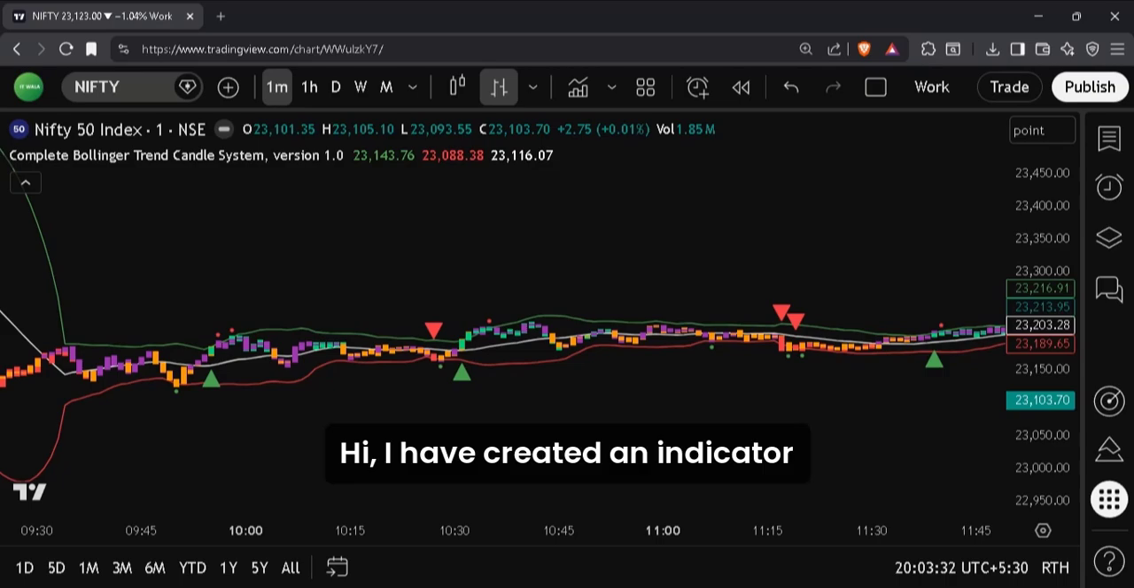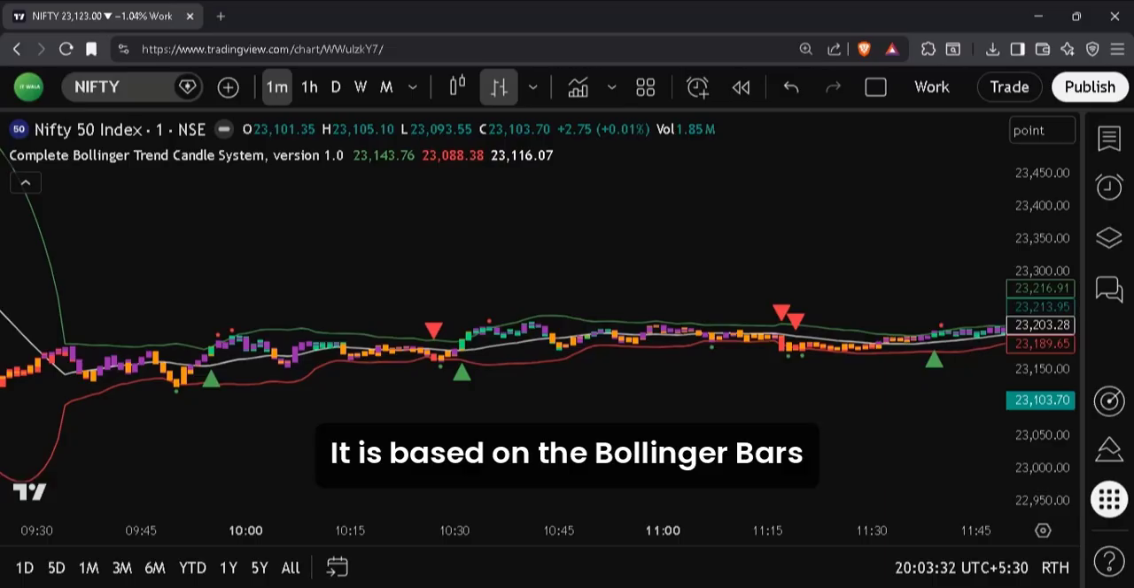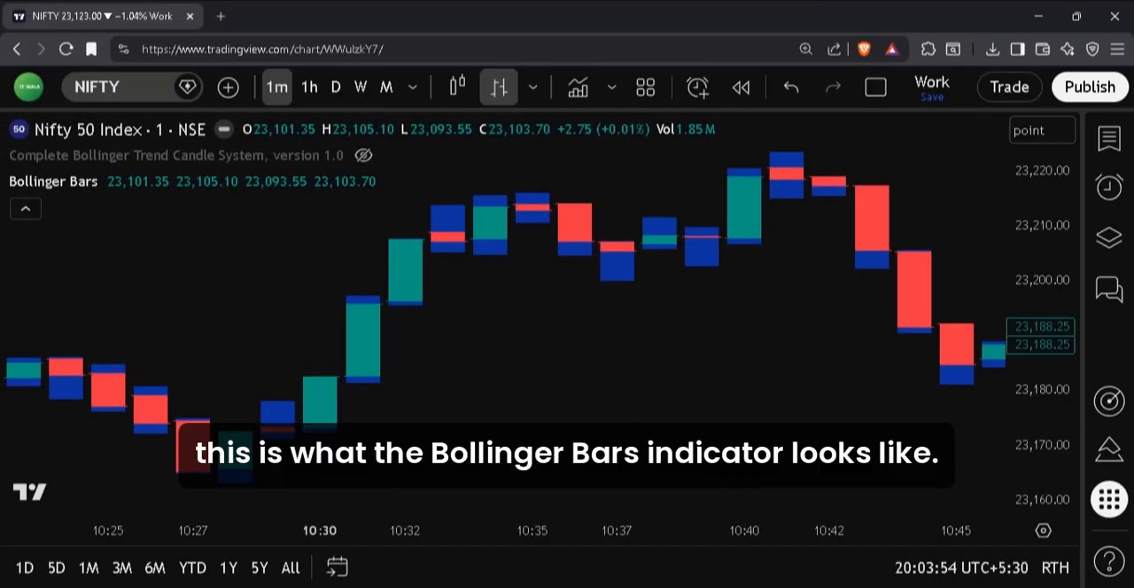Hi. I have created an indicator called Complete Bollinger Trend Candle System. It is based on the Bollinger Bars indicator made by TradingView itself. First of all, this is what the Bollinger Bars indicator looks like.